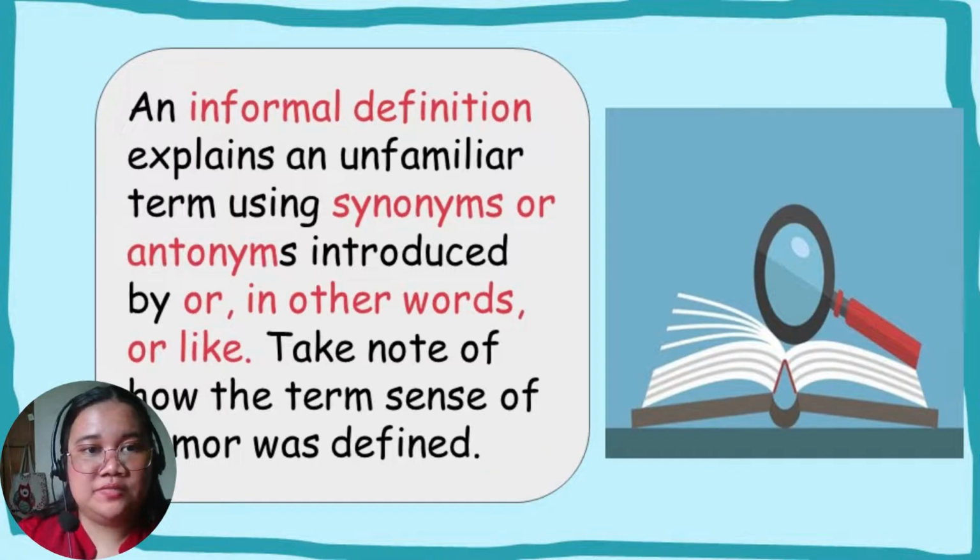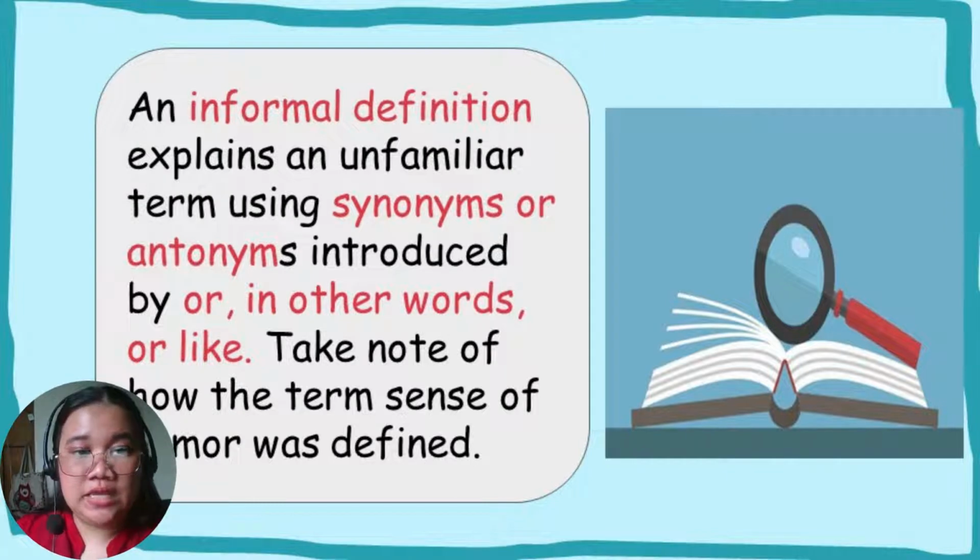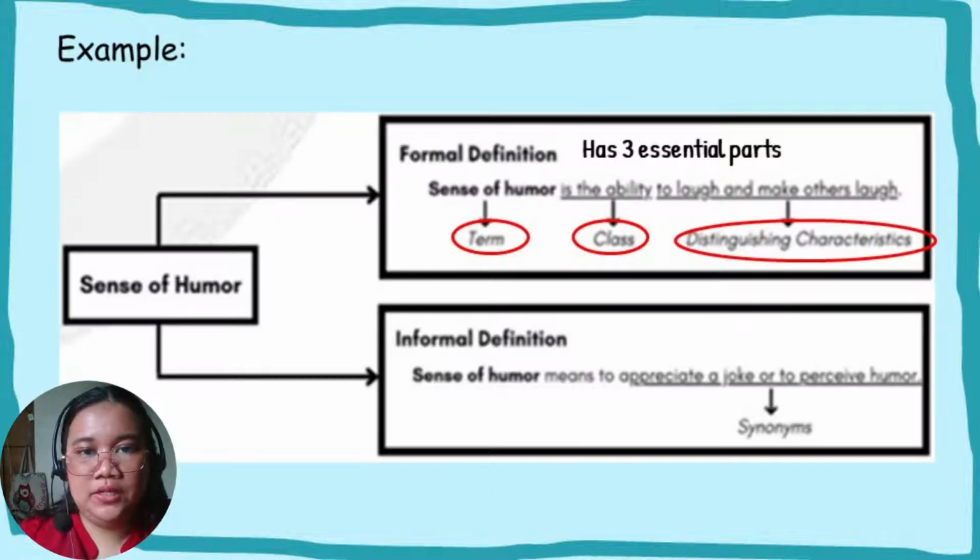Is informal. When we say informal, it explains an unfamiliar term using synonyms or antonyms introduced by "or," "in other words," or "like." Take note of how the term "sense of humor" was defined. Let's have an example.